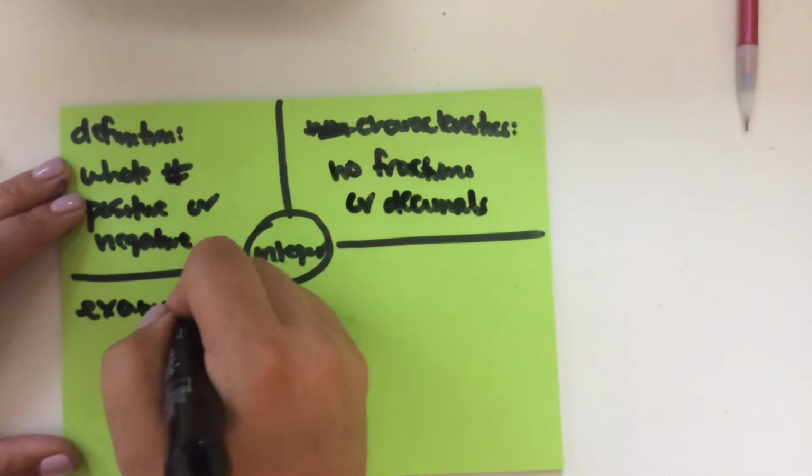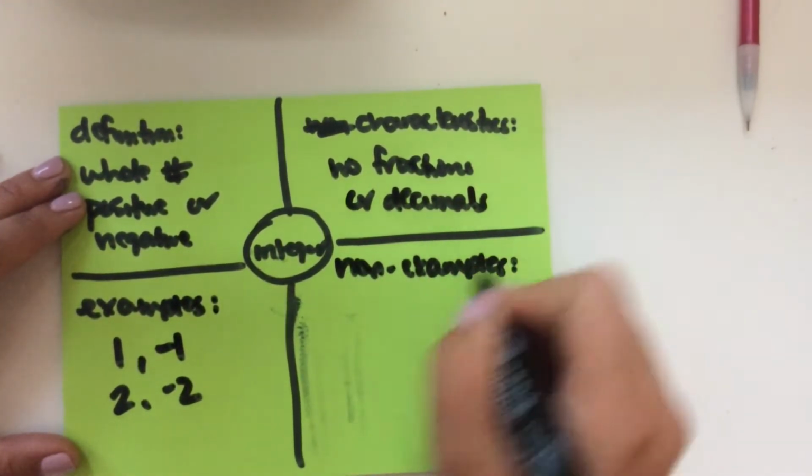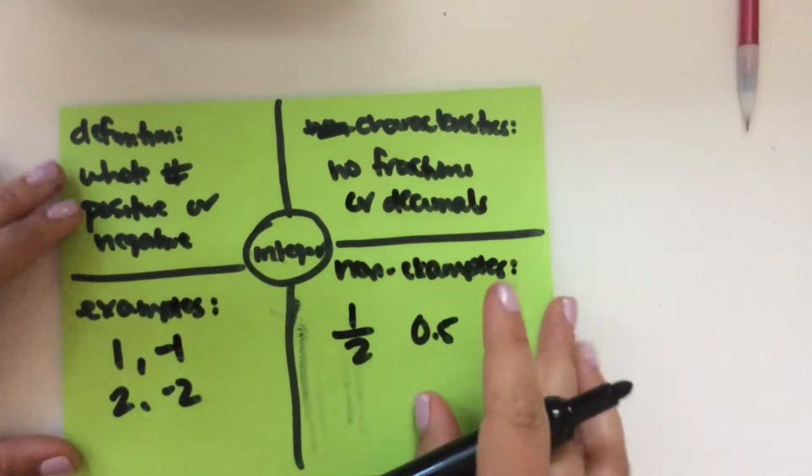In the bottom left, some examples of integers are 1, -1, 2, -2. And in the bottom right, some non-examples are 1/2, 0.5.